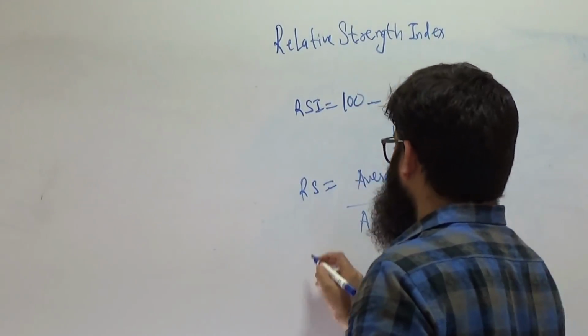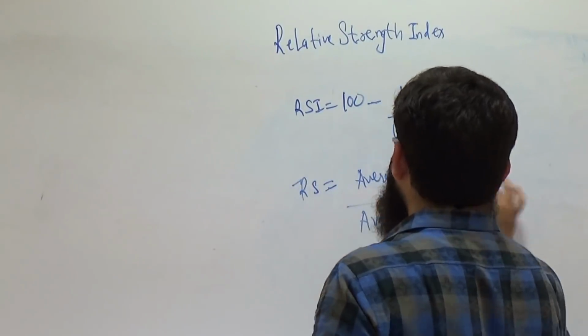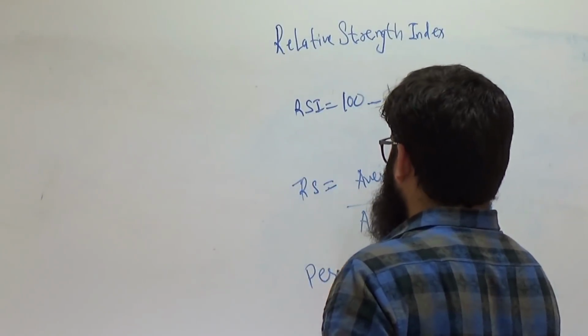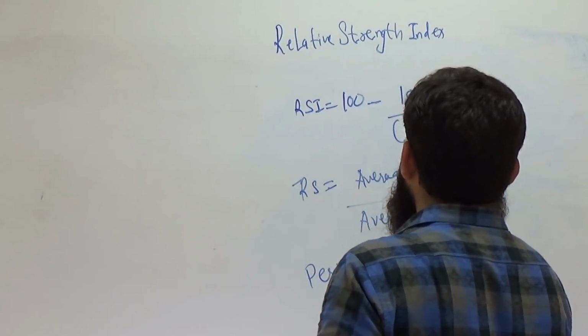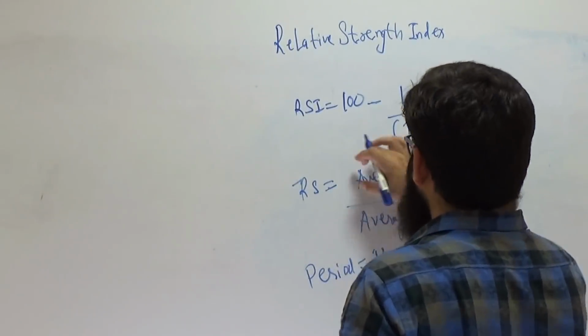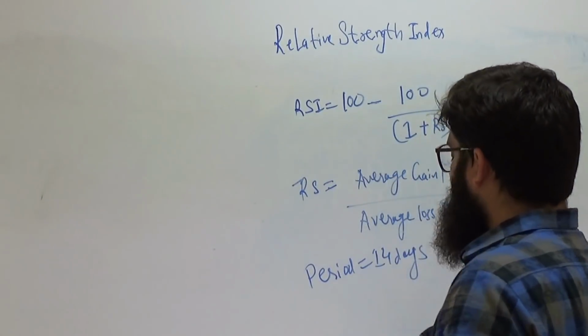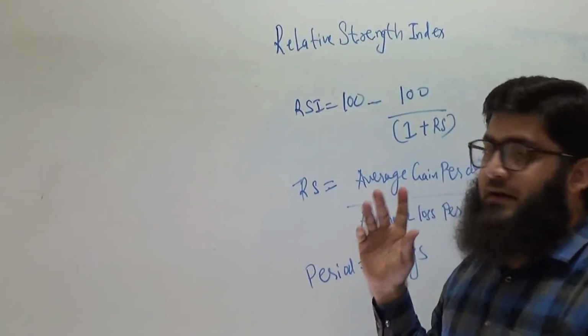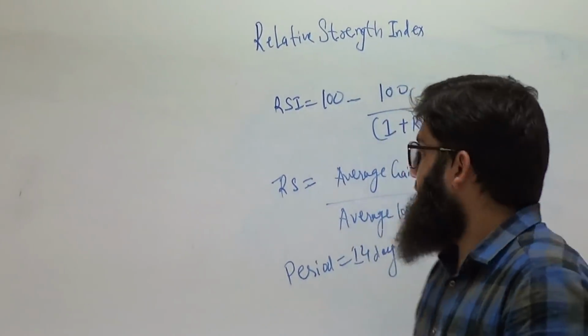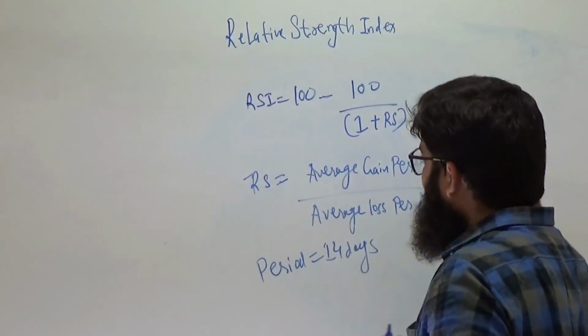We have to select this. RS is calculated, the value is calculated, and it has a period. For example, normally it is calculated on 14 days. The number of days we can choose. This average we can take from the chart, or we can find it from the indicator, so we can understand that. So it has a value.